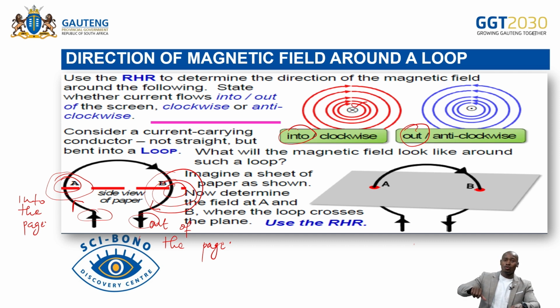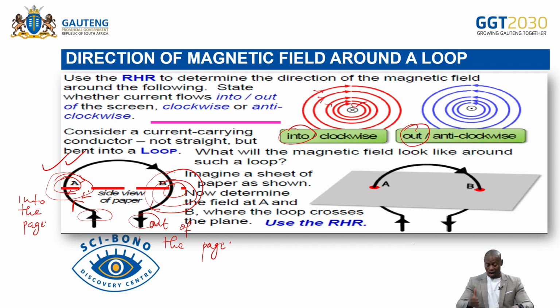So if I say into the page, for example this side, it's into the page, which goes together with this diagram. Look at the direction of the curled fingers. The curled fingers are in a clockwise direction. So for the current into the page, this is the direction of the magnetic field, which is going to be clockwise.